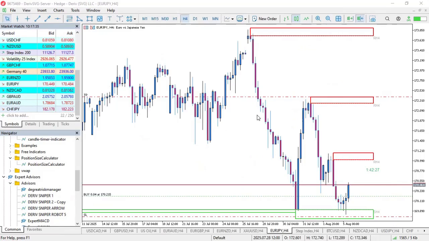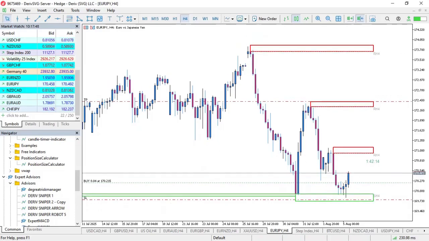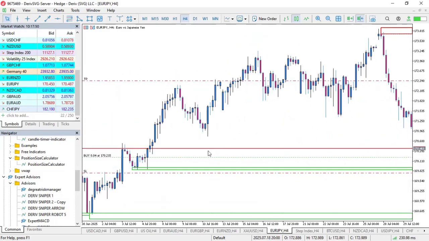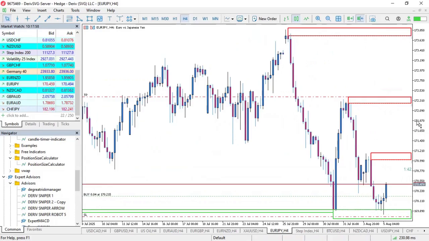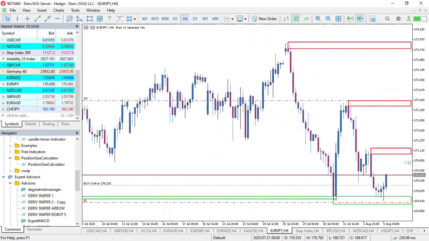Okay, good. So right here, this is Euro JPY. I took a buy this morning on Euro JPY. Why did I take this buy on Euro JPY? The reason why I took this buy is because we have a level of resistance here. Okay, we have a level of resistance here that has been indicated by the indicator for a very long time. Okay, and then price came back here again.